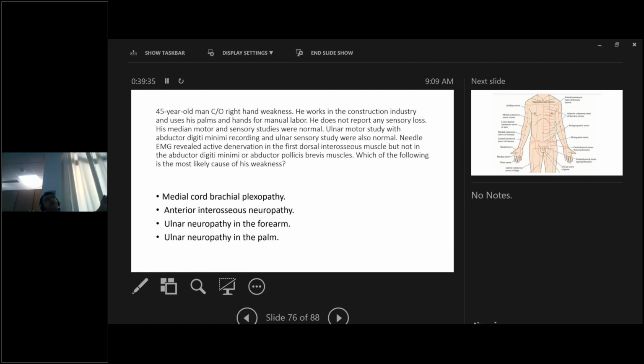I mean, these questions mainly cover the brachial plexus. So if you know how to answer these questions, I think you can answer any brachial plexus question.